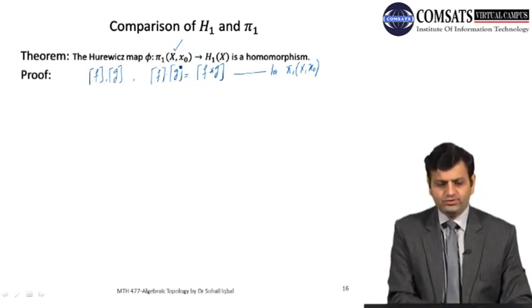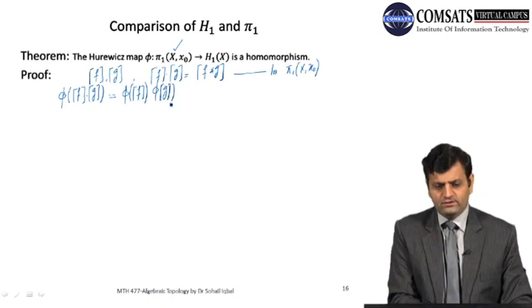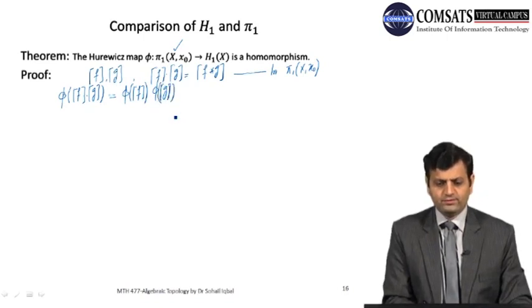Now what do we need to show? If we want to show this phi is a homomorphism, we want to show that phi of the product is equal to phi of f plus phi of g, the homotopy class of g. So that's what we want to show.